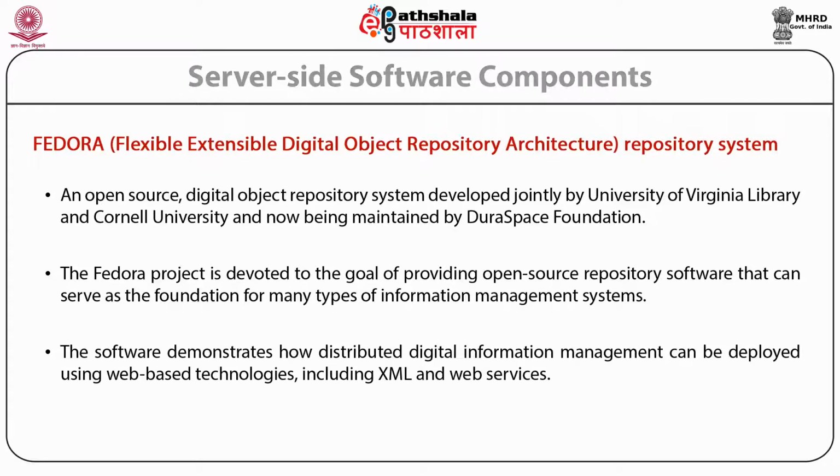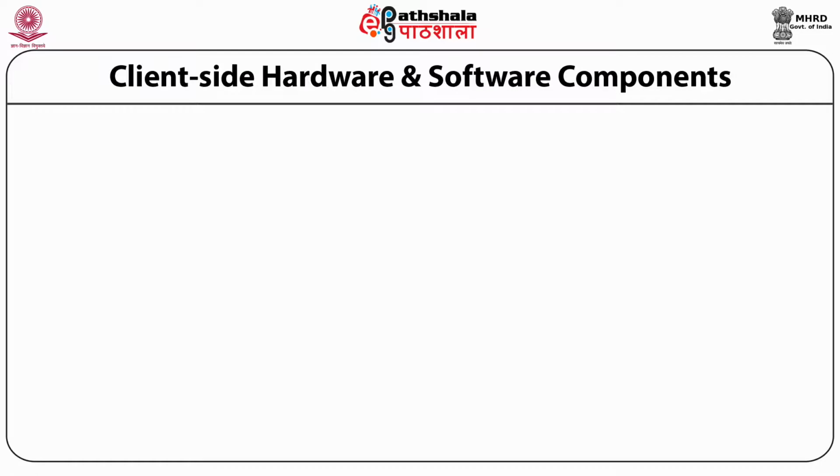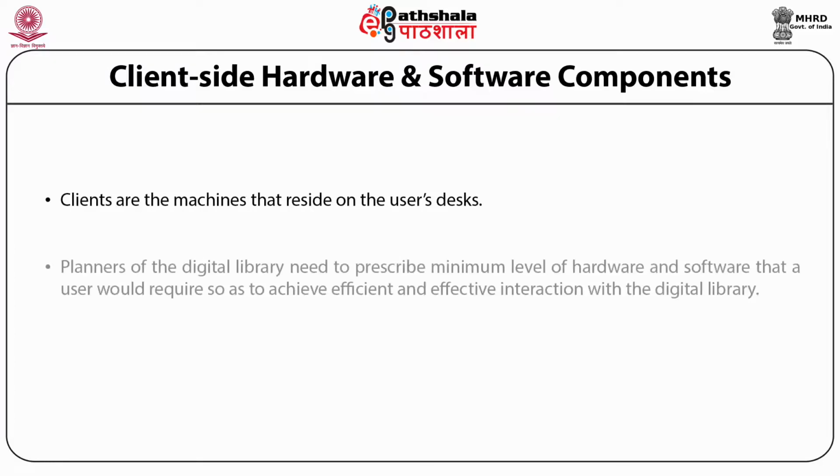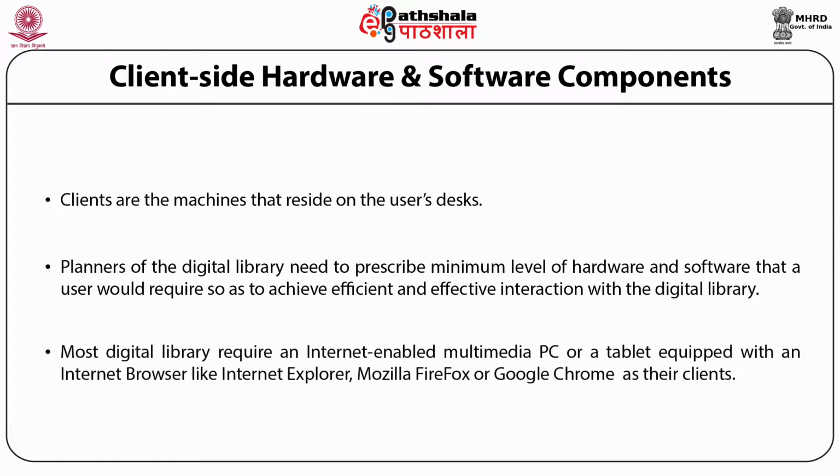Now let's have a glimpse at client-side hardware and software components. Clients are machines that reside on users' desks. Planners of a digital library need to prescribe the minimum level of hardware and software that a user would require so as to achieve efficient and effective interaction with the digital library. Most digital libraries require an internet-enabled multimedia PC or a tablet equipped with an internet browser like Internet Explorer, Mozilla Firefox, or Google Chrome as their clients.